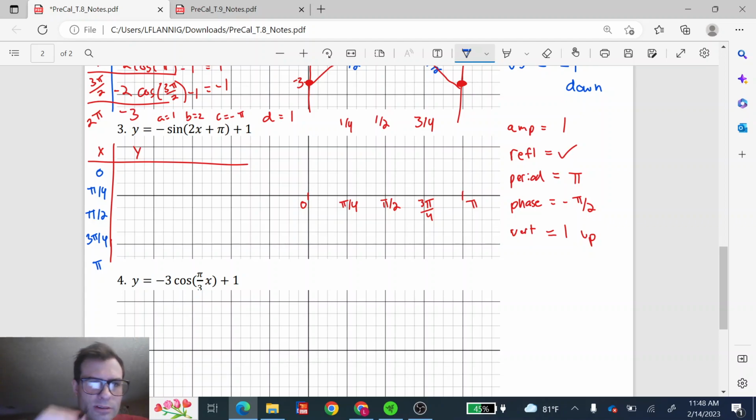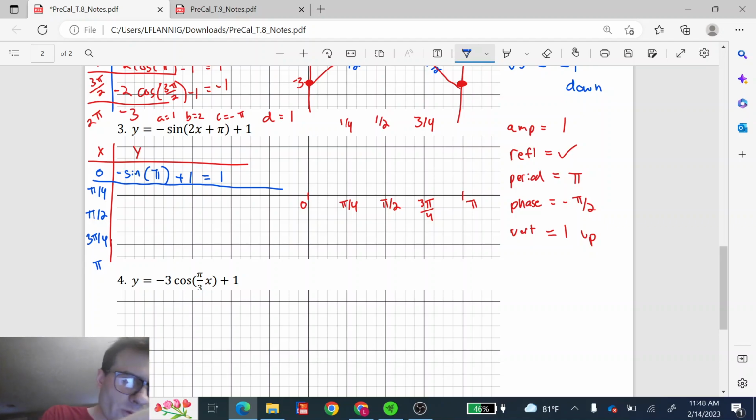All right, plug in 0 to the function, so we have negative sine of 2 times 0 plus pi, plus 1. 2 times 0 is 0, plus pi is just pi, plus 1. And we know sine of pi is 0. So 0 plus 1 is just 1. So 0, 1 is going to be our first position.